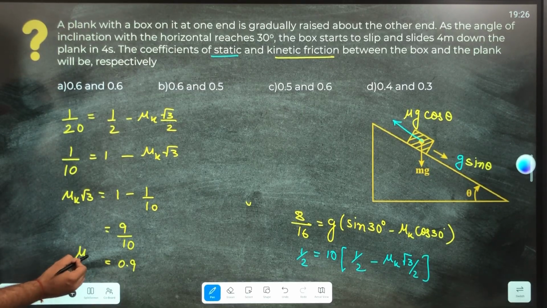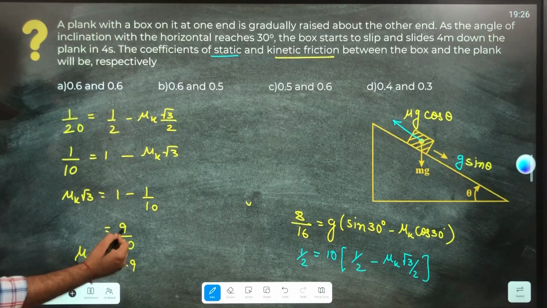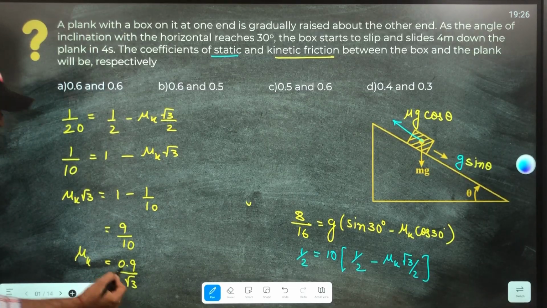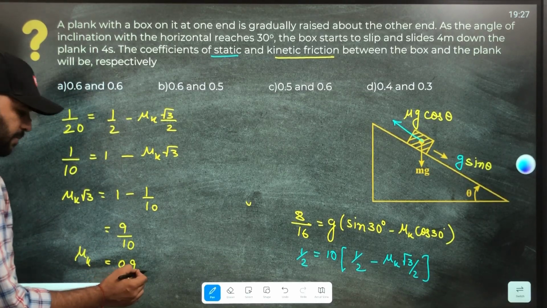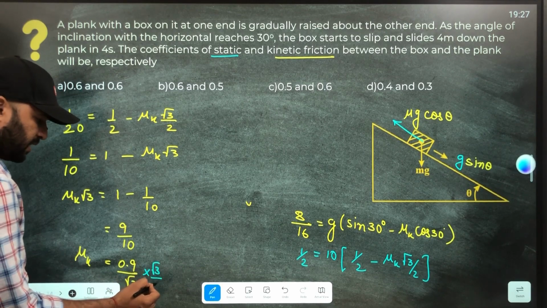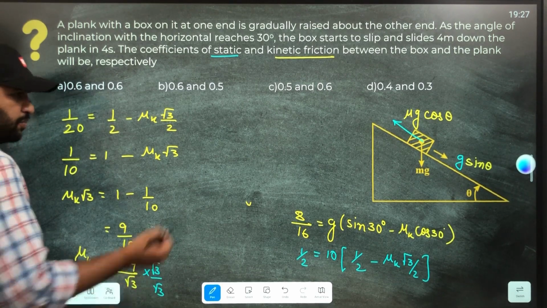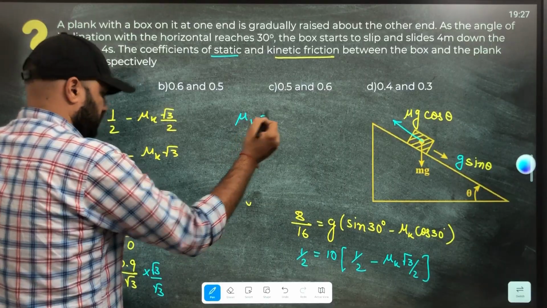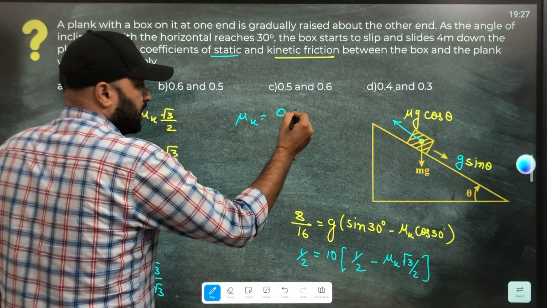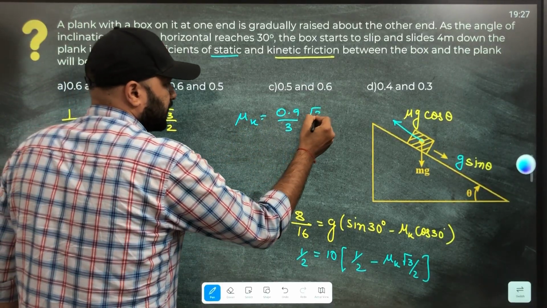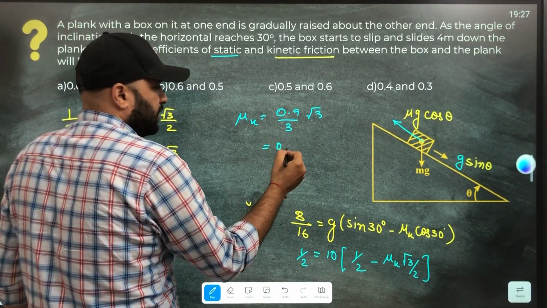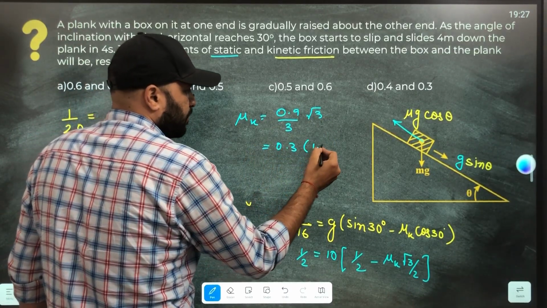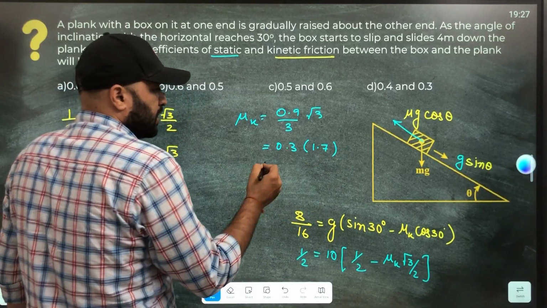Clear? And mu k into root 3. So root 3 taking on the other side, it will be root 3 now. Clear it is? Now let's multiply up and down once again with root 3 just to make the denominator as 3. So this mu k will be equal to how much? It will be equal to 0.9 upon 3 into root 3. Correct? Now that will be 0.3 and root 3 is nothing but 1.7. Assuming. So this will be how much?